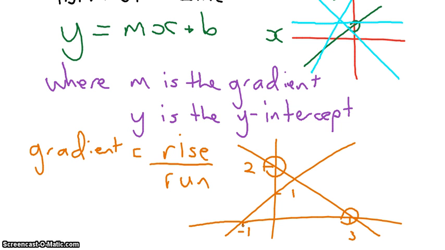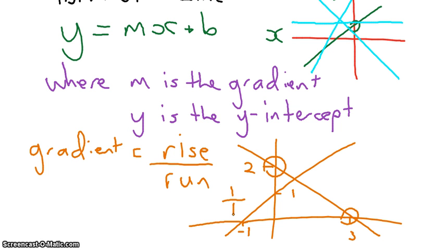How much is this one? From that point to that point, how much has it gone up? 1. So this one's gone up 1, and how far has it gone across? It's gone from minus 1 to 0. How far has it gone across? Excellent. 1 over 1, what's the gradient? 1. Gradient is 1.